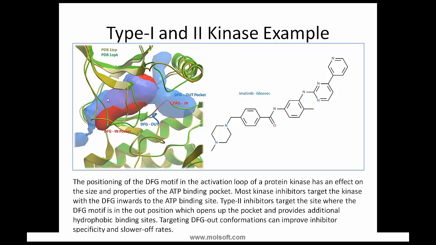So you can see here we have the red, which is the DFG region of the kinase, which, you probably know, moves in and out of the pocket. You can see the red pocket here is for DFG in, and when DFG moves out, shown here in blue, it opens up this extra space, so a larger molecule such as Gleevec can bind to it. And Gleevec is a drug for chronic myelogenous leukemia.